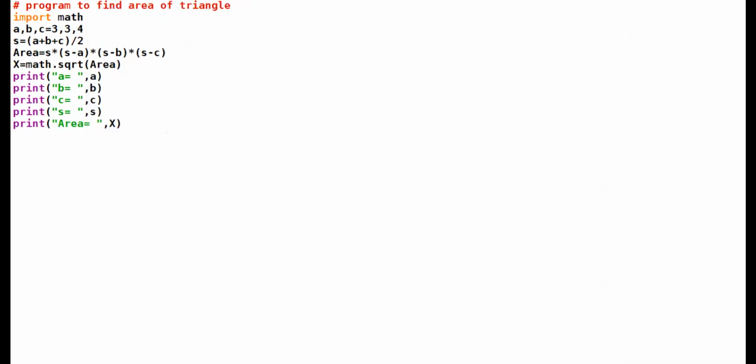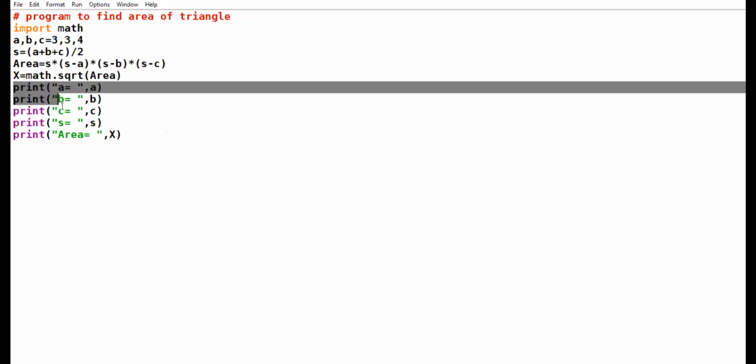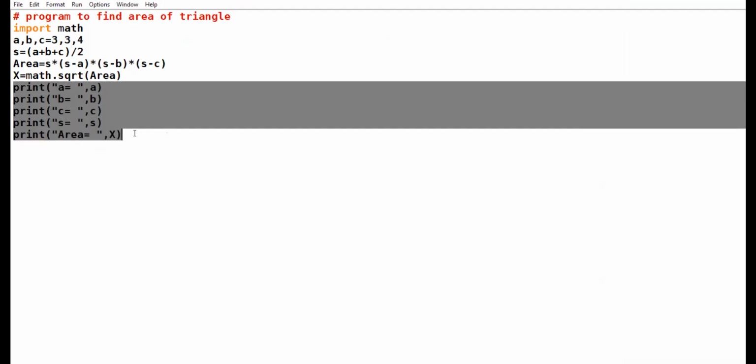All right. Now see all these print statements. When one print statement gets executed, it displays the result of that very print statement, but the result of the next print statement is printed in the next line. The result of the next print statement is by default printed in the next line.